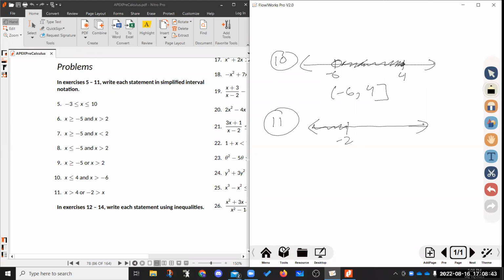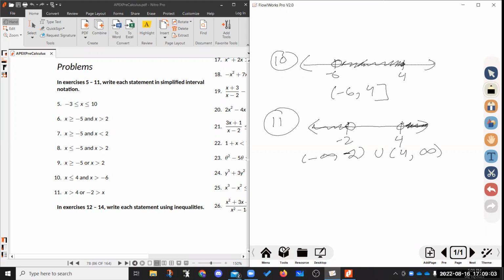-2, greater than 4. There we go. So we're going to have 2 open intervals from -infinity to -2, union 4 to infinity.